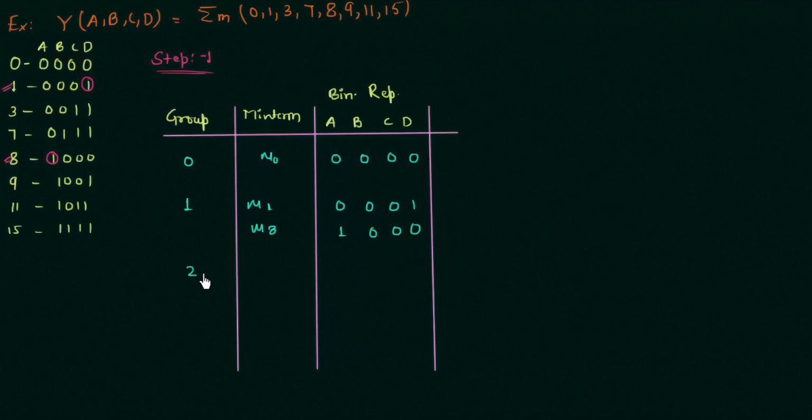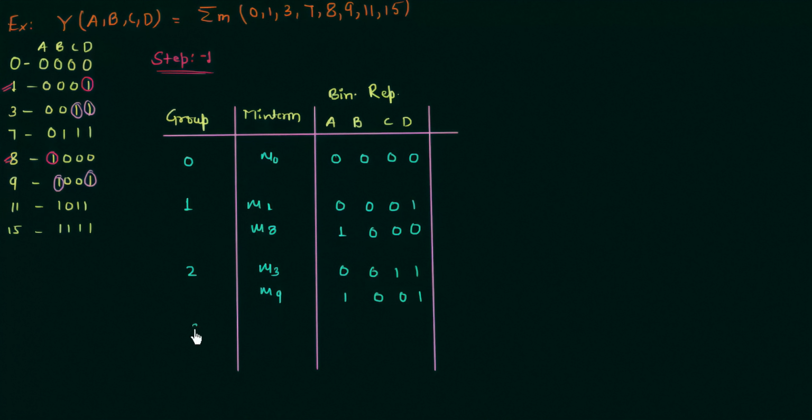In group number 2 we will have the min terms with 2 ones. So let's see what are the min terms with 2 ones. 3 is having 2 ones, 7 is having 3 ones, 9 is having 2 ones, and 11 and 15 are having 3 and 4 ones respectively. So we have M3 and M9. M3 is 0 0 1 1, M9 is 1 0 0 1.